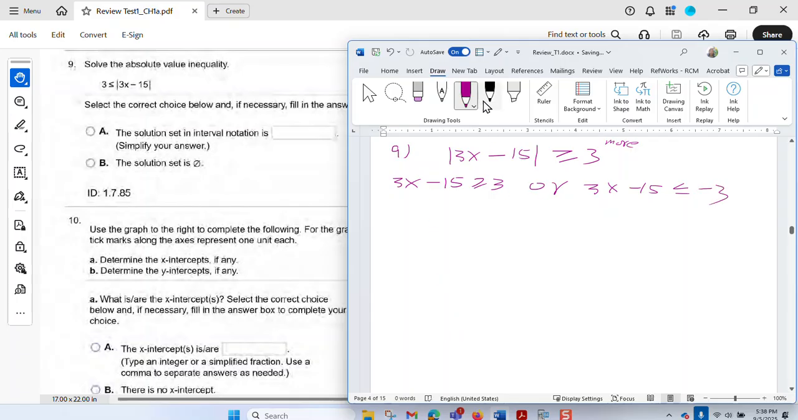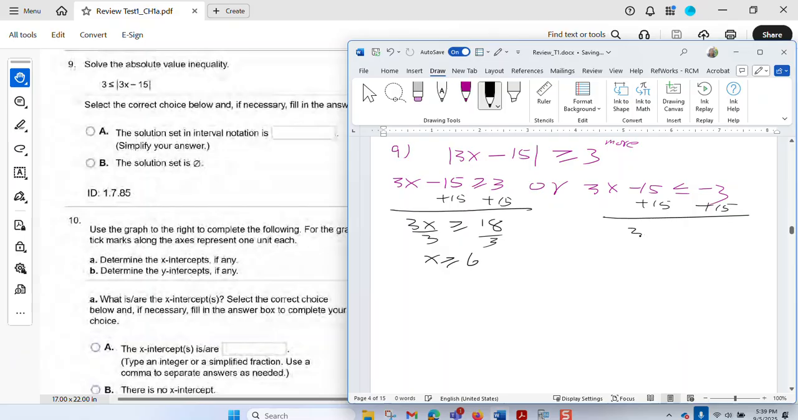You get rid of 15, so we have a 3x greater than or equal to 18, right? Divided by 3, so x will be greater than or equal to 6, okay? Plus 15 on all sides, all right? And then this will be 12 divided by 3, all right? So less than or equal to 4, right?